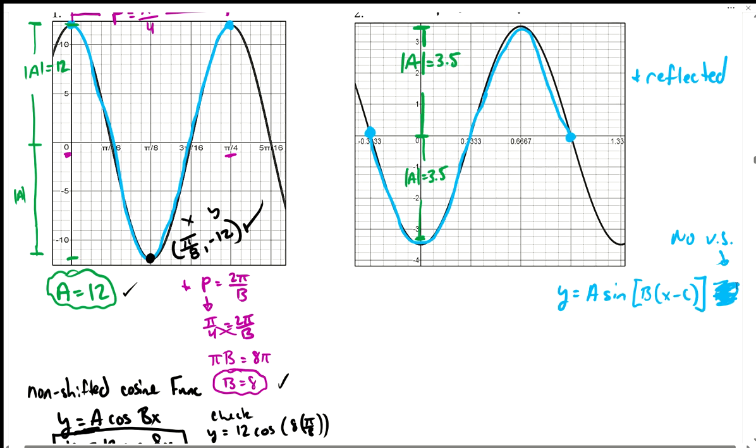We have the A already. We just need to fill in the missing letters. So we already have A, check mark. We need B, we need C. Well, C is pretty easy to find.